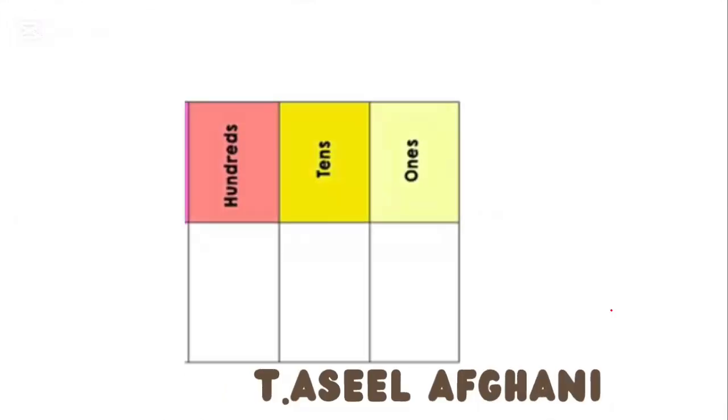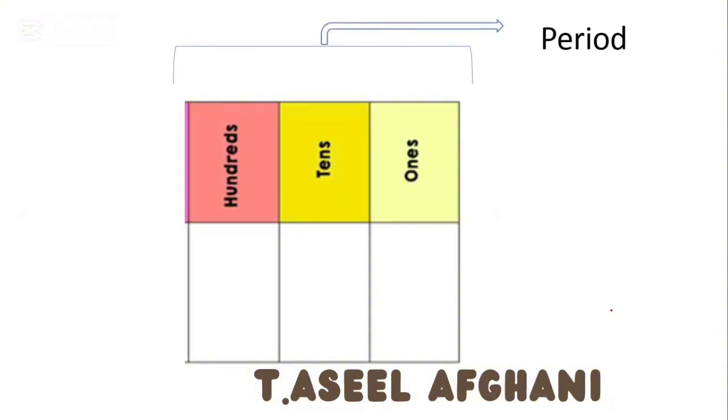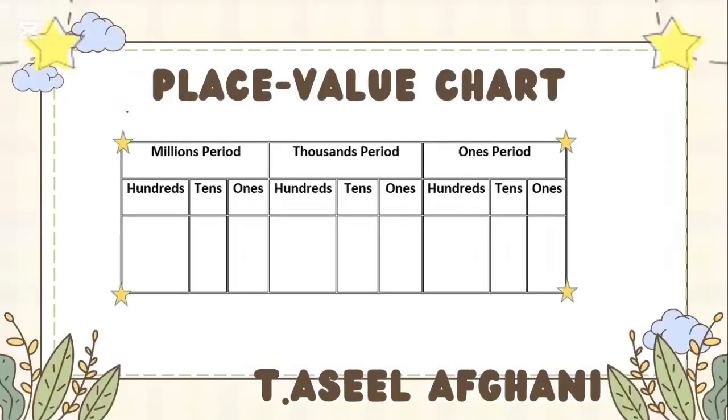Now guys, we need to mention that a group of 3 digits is called a period in math, or another name for it is a family. So ones, tens, and hundreds, these 3 places together represent a period called the ones period. So we need to learn something called the place value chart. These 3 places together we call a period, and this one is called the ones period, okay?